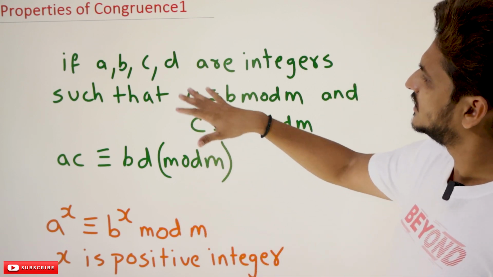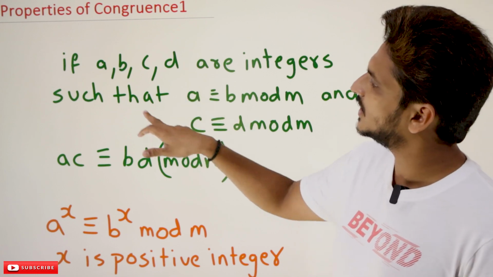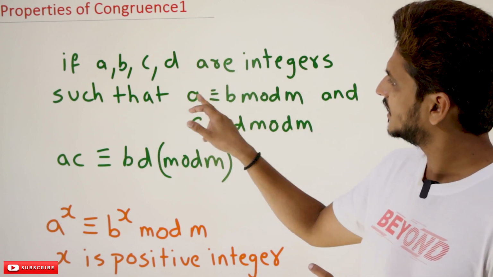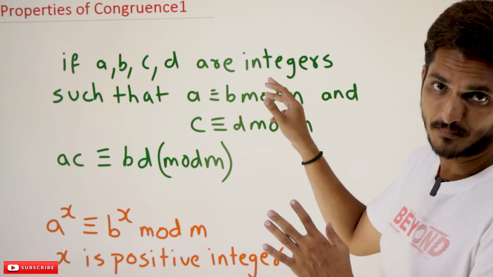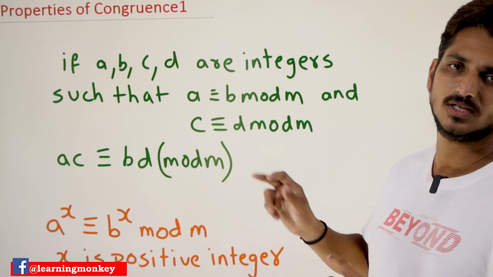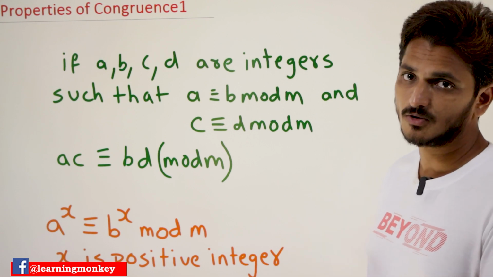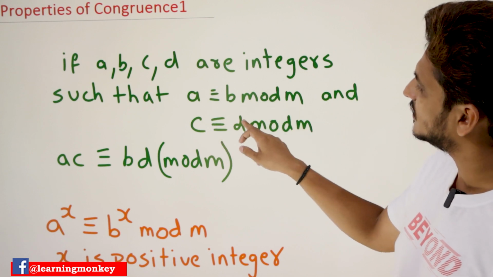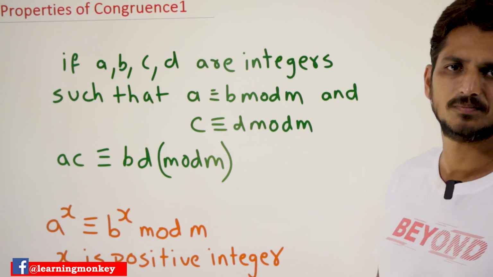So coming to the first one, this is the property which we already discussed in our last class. We are going to use this property here. If A, B, C, D are integers such that A congruent to B mod M and C congruent to D mod M, if these two happen, then we can say that AC congruent to BD modulus M. The mathematical proof for this is discussed in our previous class. See, understand. A congruent to B mod M, C congruent to D mod M, AC congruent to BD modulus M.